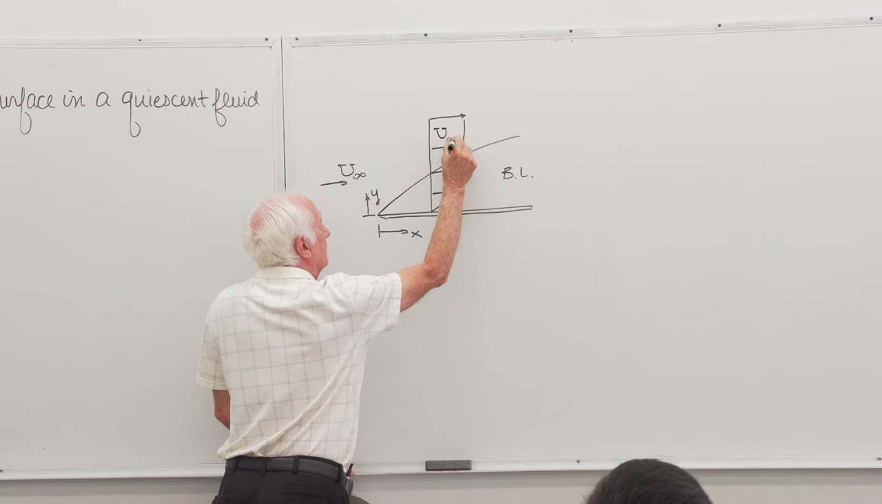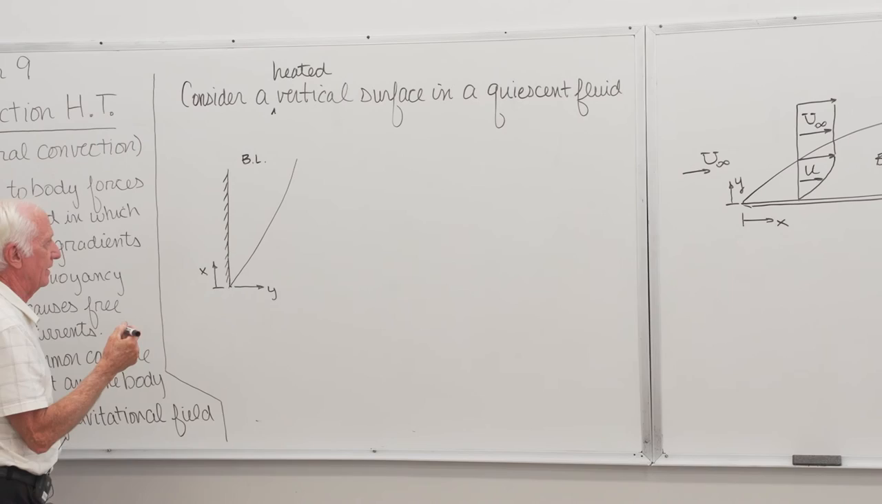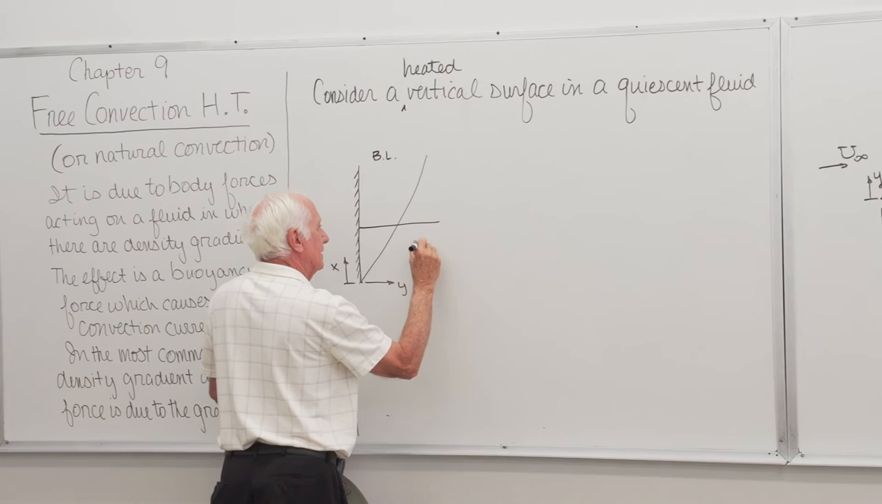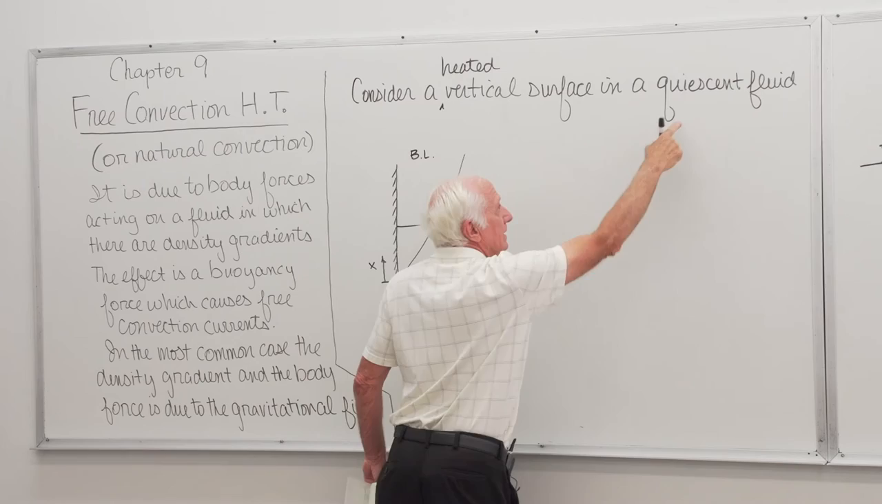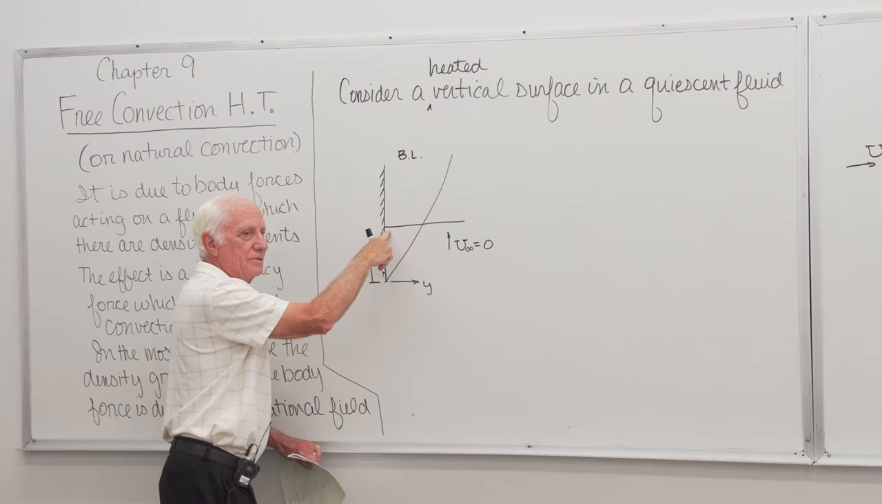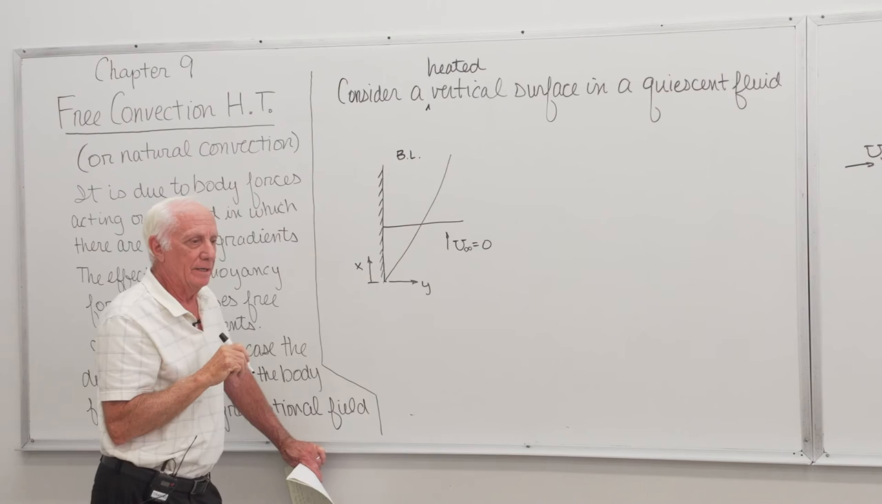Let's draw the same thing for free convection. You gotta be careful now because you know what the velocity out here is. The velocity out here is zero. That's what the word quiescent means. The velocity at the plate surface is zero. It's zero at the edge of the boundary layer. Is it zero everywhere? Of course not. The fluid's rising. So now sketch this.